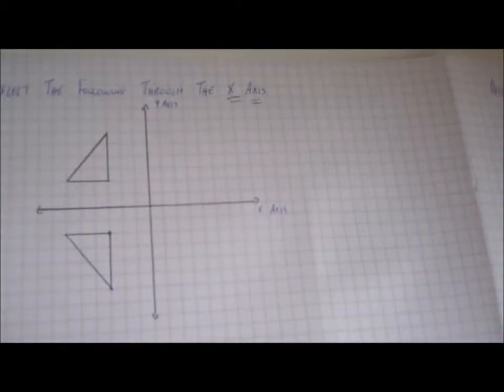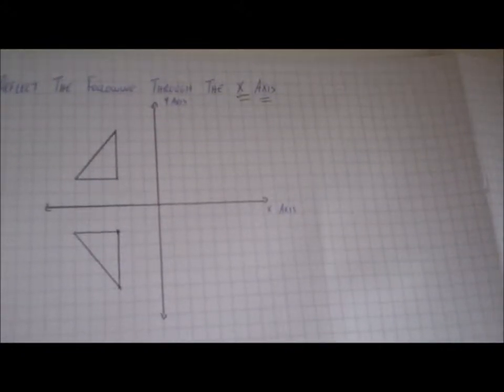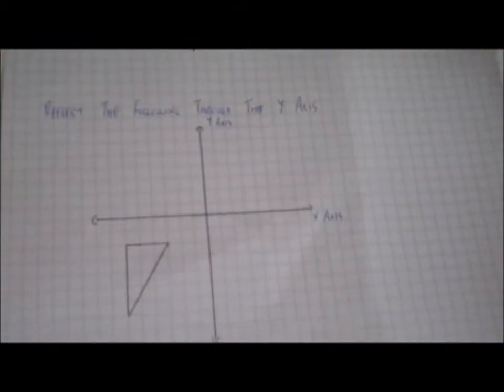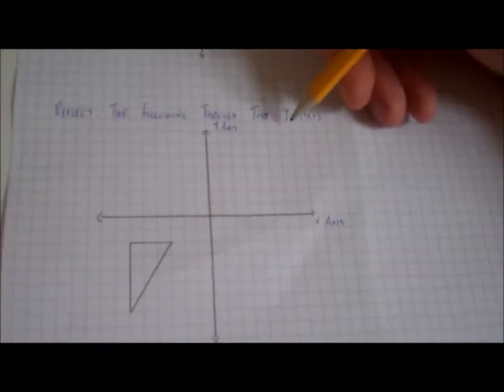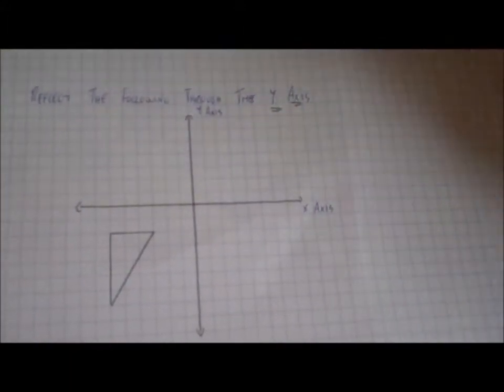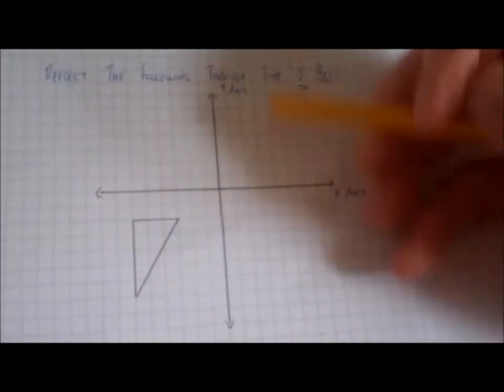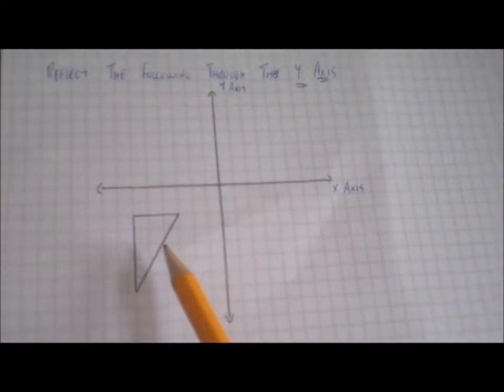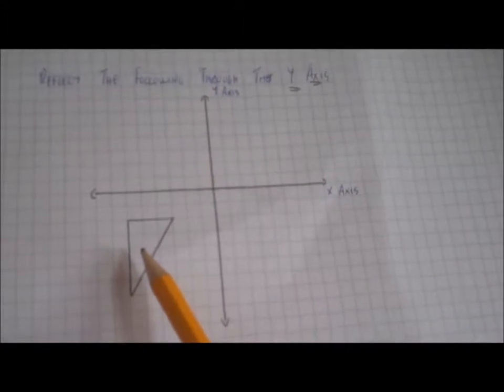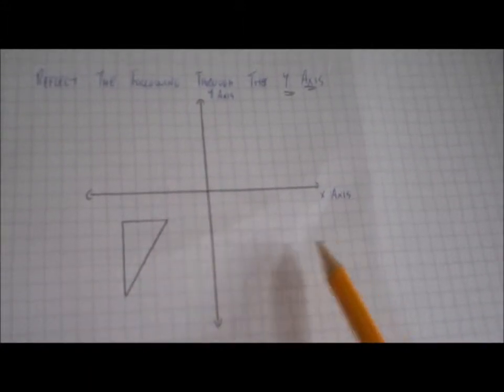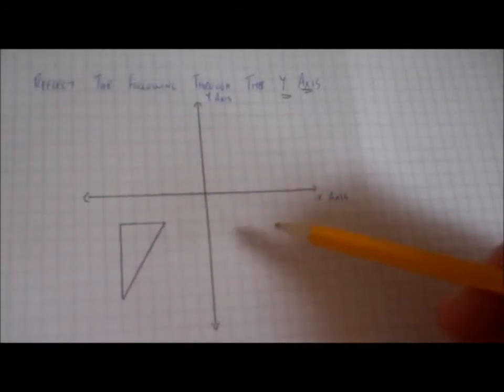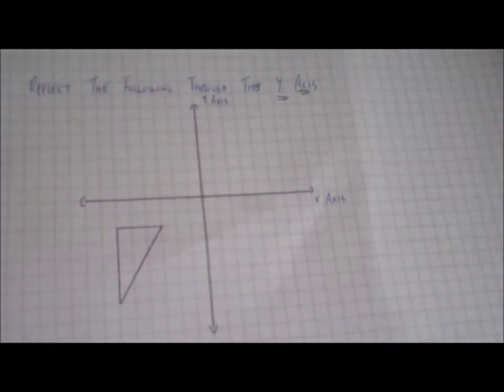Now, the second type of question is reflecting through a y-axis. As you can see, it's the y-axis I'm reflecting through this time. The y-axis is the vertical line, and this is my original shape. When I reflect through the y-axis, I've got to go through that mirror line this way, so my shape will end up in the bottom right-hand corner this time.